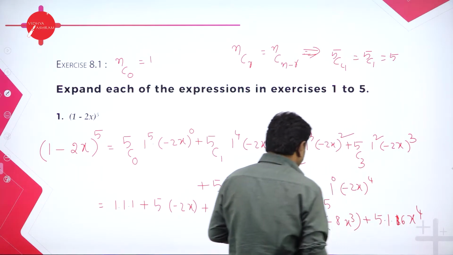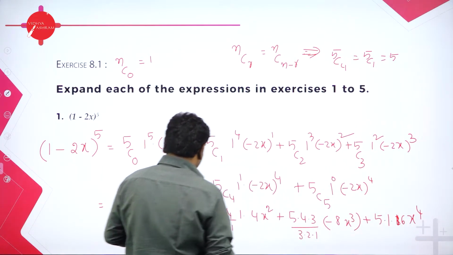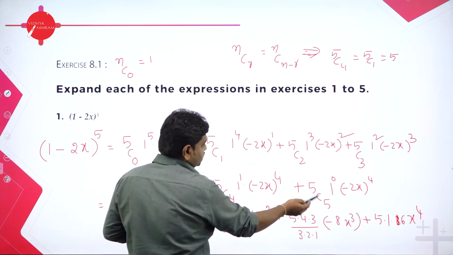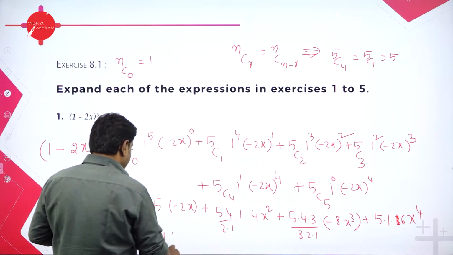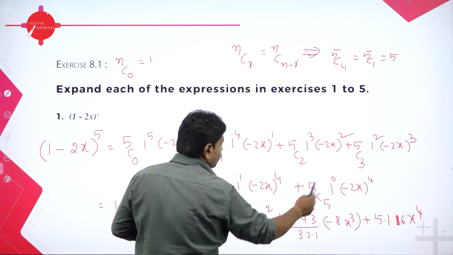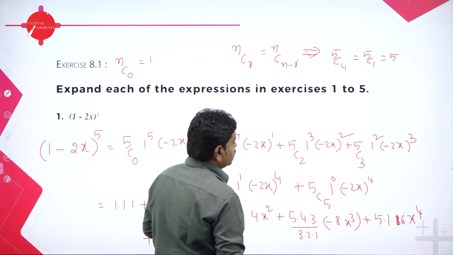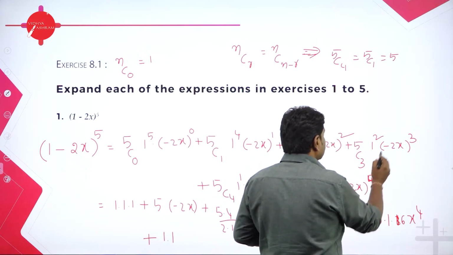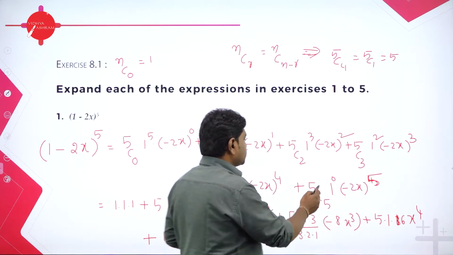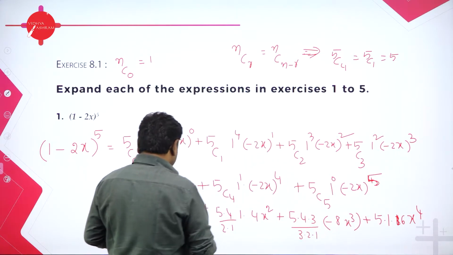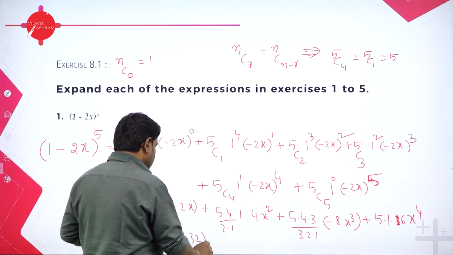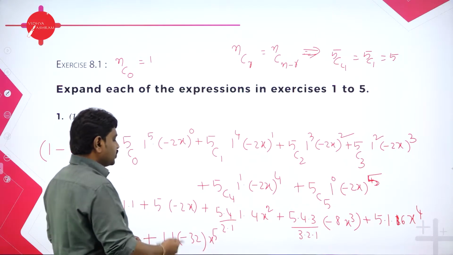Then I am left with the last term, that is 5c5. I'll write here, 5c5 is 1. If both are the same, the answer is 1. 1 power 0 is 1. And minus 2 power, here the power is what? 5. The power should increase: power 3, power 4, power 5. Minus power odd number becomes minus, and 2 power 5 is 32. Minus 32 into x power 5. Now we need to simplify this.